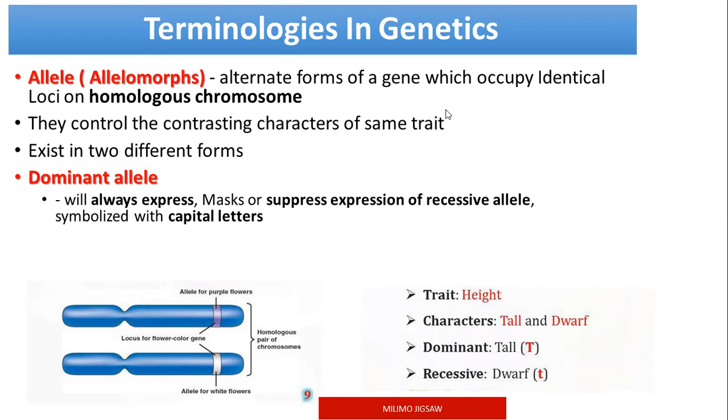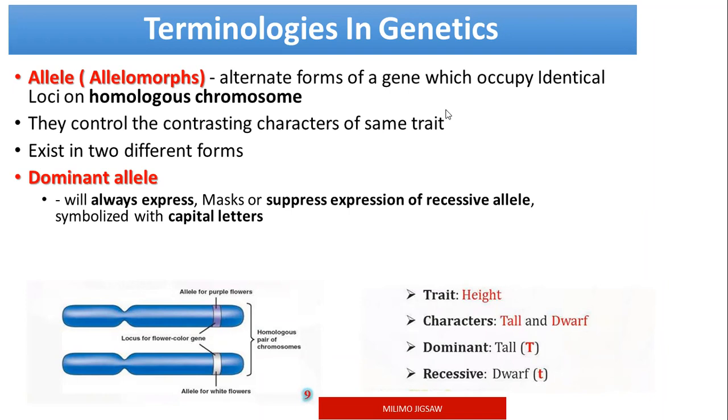Now the dominant allele is going to express itself always. So whether it's in the presence of what is known as a recessive allele, the dominant allele is going to express itself. So it always expresses. So it masks or suppresses the expression of the recessive allele.